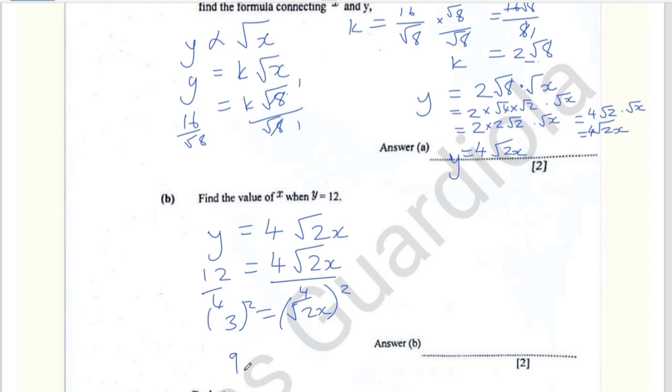3 squared is equal to 9. Then root 2x squared is just 2x. Then we divide both sides by 2. And then our final answer is going to be x is equal to 4.5. Okay, so we found the value of x when y is equal to 12.